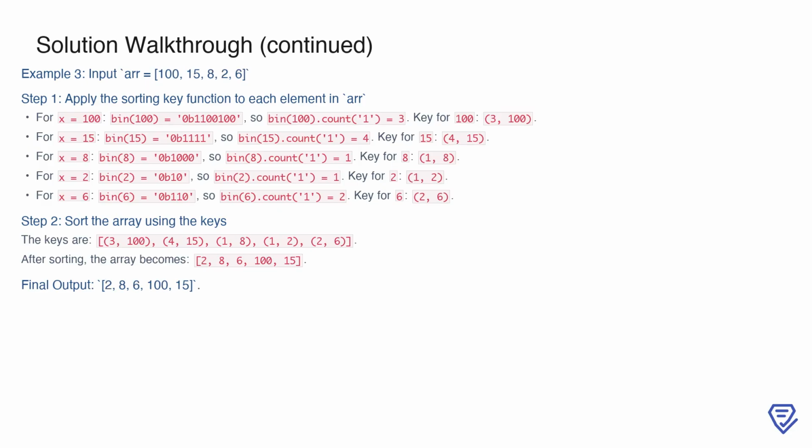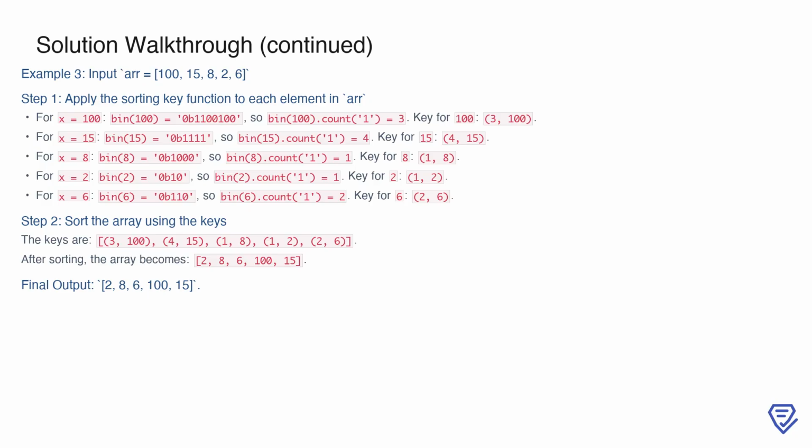Finally, in the third example, the input array is 100, 15, 8, 2, 6. As before, we calculate the sorting keys using the custom key function. For 100, the binary representation is 0b1100100, which contains three ones, so its key is 3, 100.